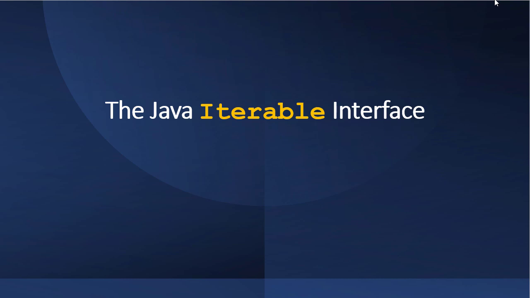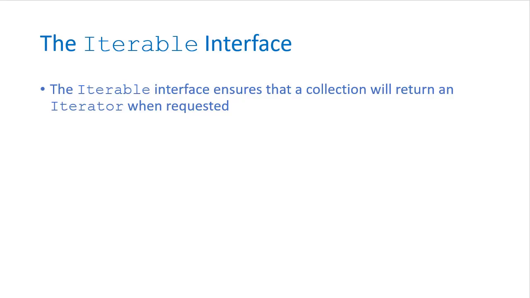Okay, so in this video, we're going to talk about the Java Iterable interface, and what sort of things that allows us to do with collections. The purpose of the Iterable interface is that it allows us to get an iterator of the elements of a collection whenever we request it.